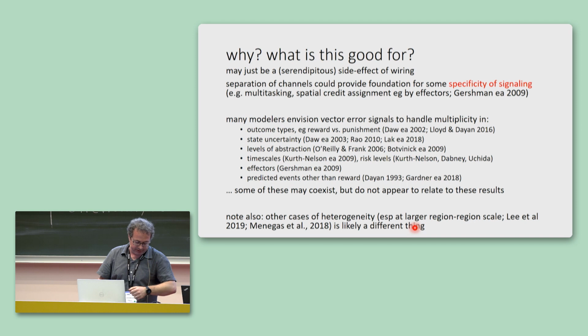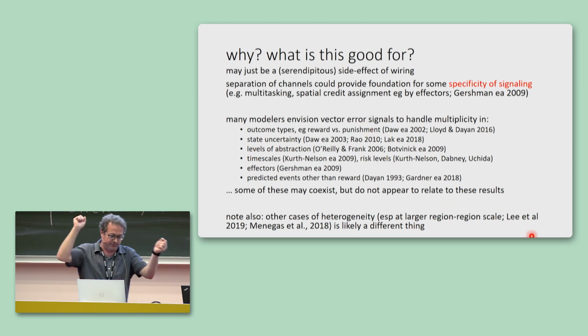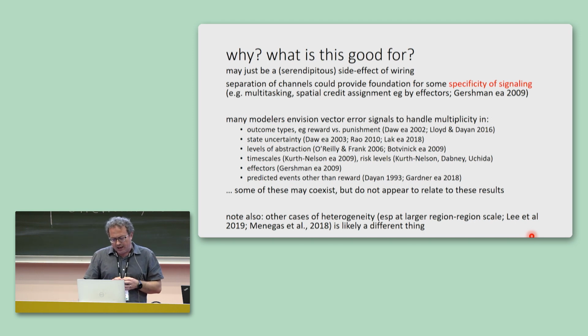Now there's actually a separate set of things that a bunch of people for many years, including me and Michael Frank, who was here before, have been saying: wouldn't it be great if we had multiple prediction errors, because we really want to learn multiple value functions for reward versus punishment, or for different possible states of the world when we're uncertain, or for different levels of abstraction. There's a whole bunch of these ideas. I don't think these ideas are wrong, but I don't think they actually have anything to do with the results that I just showed you.